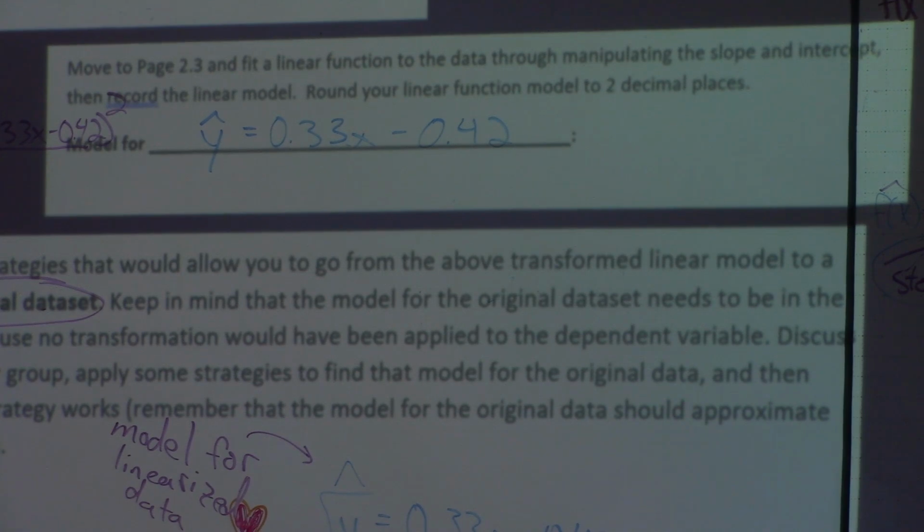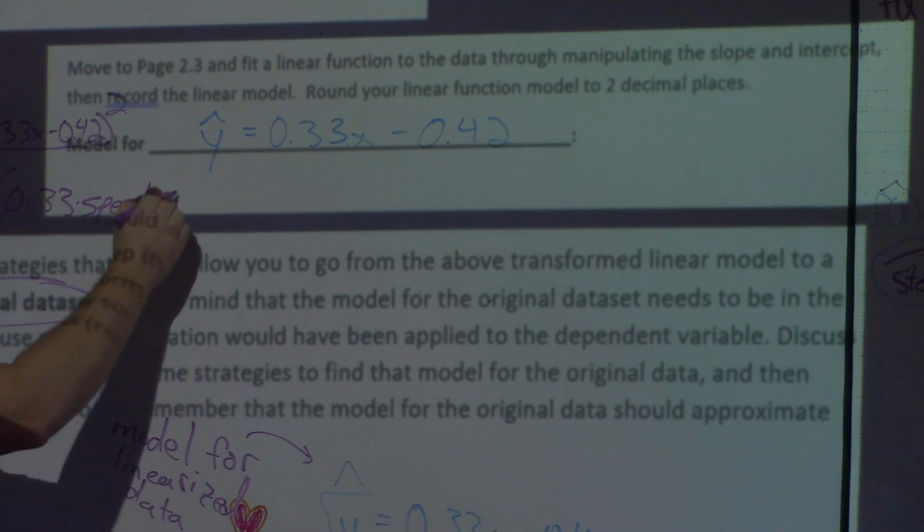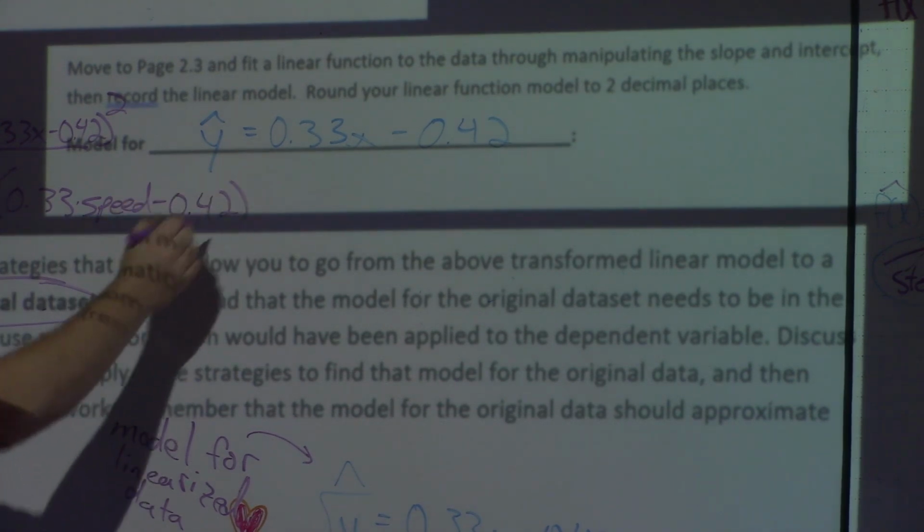So when we get to the model for the original data set, what do I need on its own? Y hat. Don't forget, it's predicted y. And after that, I do recommend going back and putting in the context. Predicted stopping distance equals 0.33 times speed minus 0.42, squared.